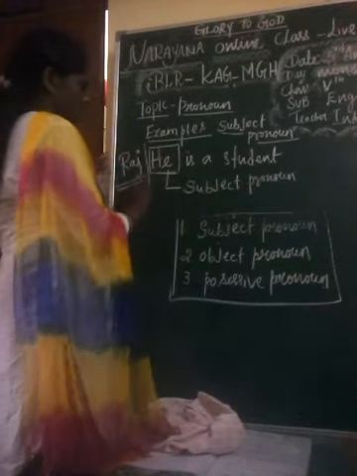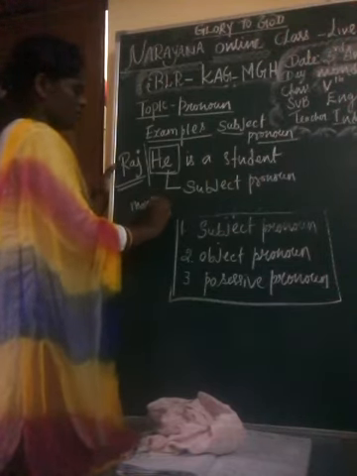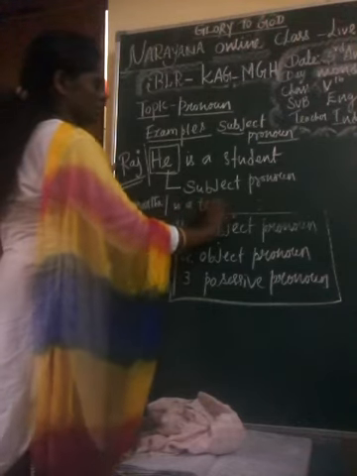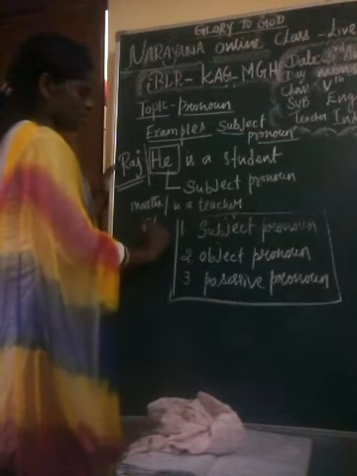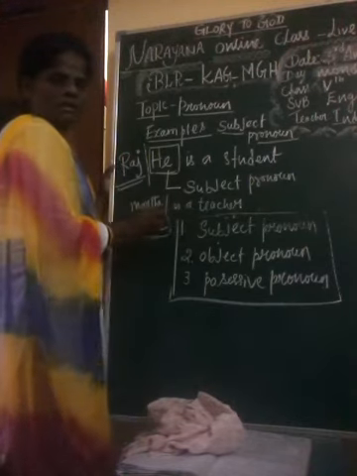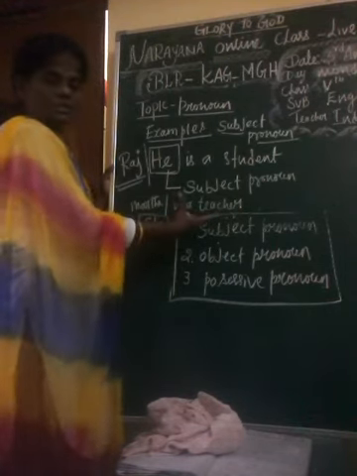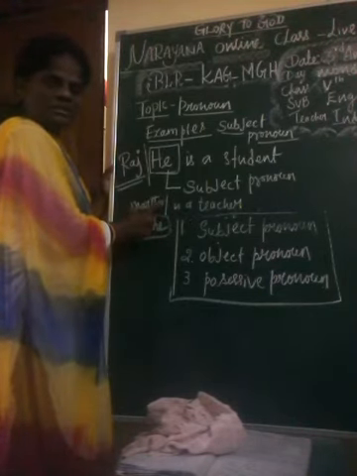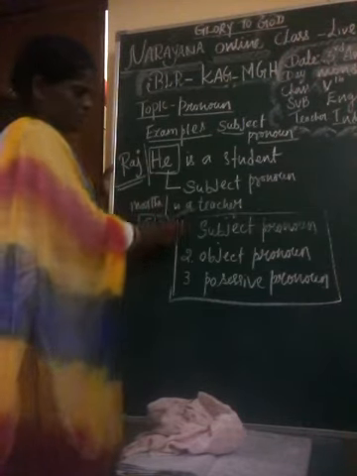In the same way, say for example, here I write Martha. Martha is a teacher. Instead of writing Martha, I can replace the noun with the pronoun she. She is a teacher. She is working in a school. That's how I can replace the noun. Martha is a noun, and I can replace it with the pronoun she.